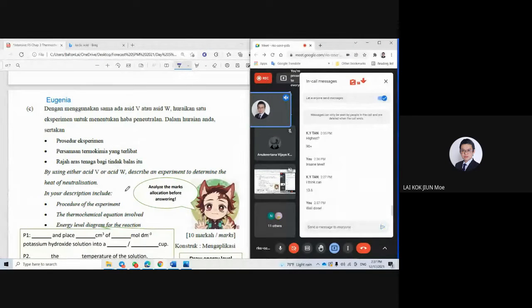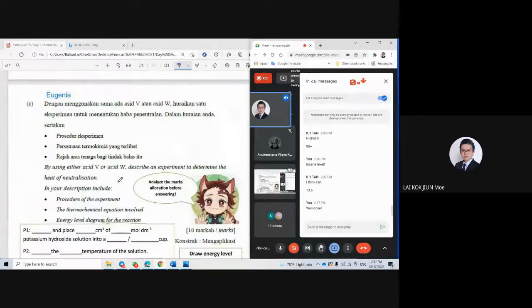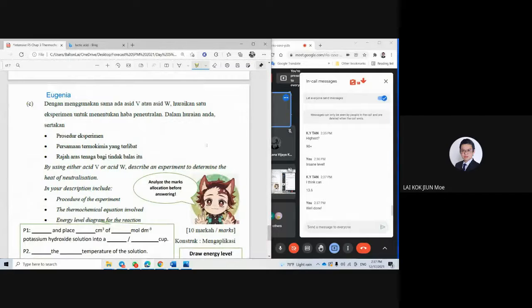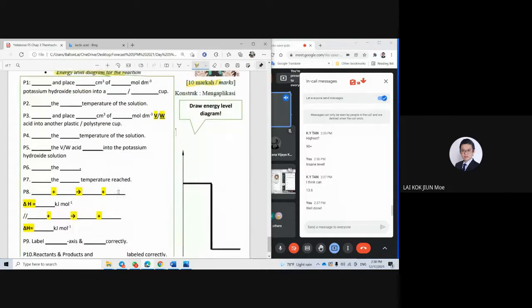Okay, how about Eugenia? Eugenia here. Eugenia, your question is a 10 mark question. Eugenia, the first step you have to see, lor. To run an experiment to determine heat of neutralization, we can use either V or W. So you choose one. If you want the strong one, also can. You want the weak one, also can. So whatever answer you write above for V, you can write here. Whatever you write for W, you can write here also. So your answer must have procedure, must have thermochemical equation, and an energy level diagram. So you see the 10 marks, how to distribute the 10 marks.